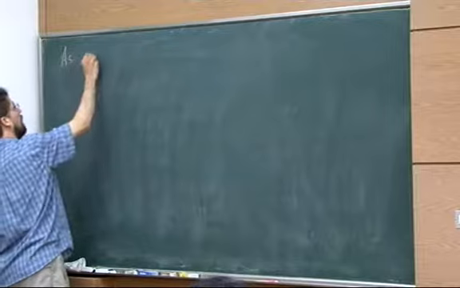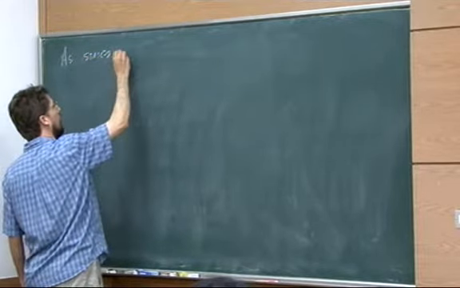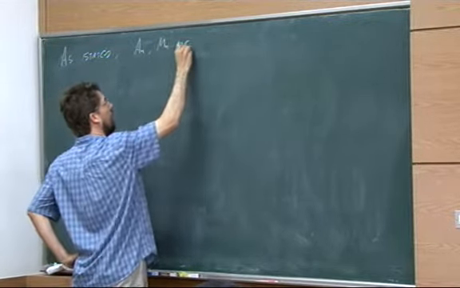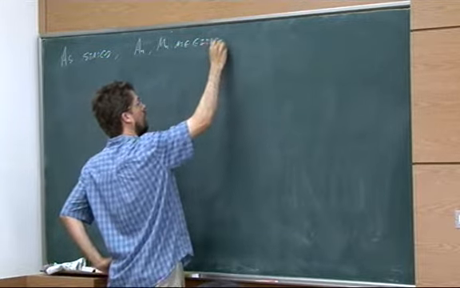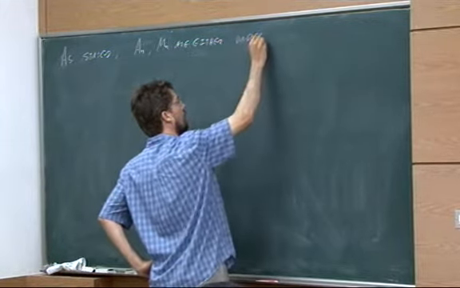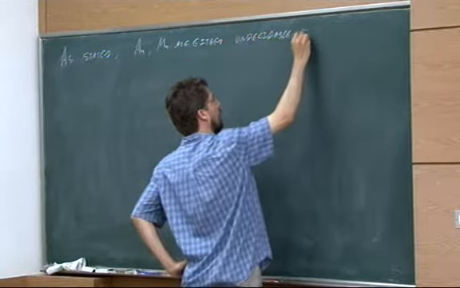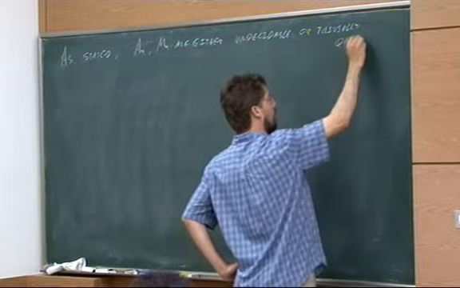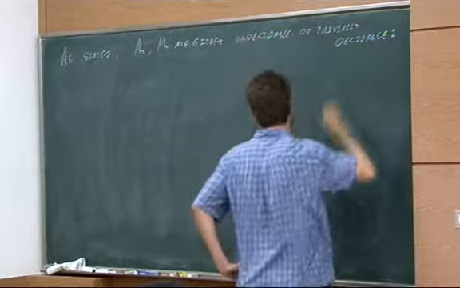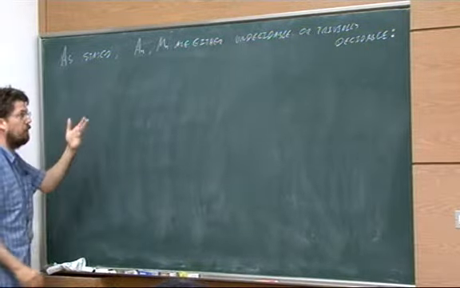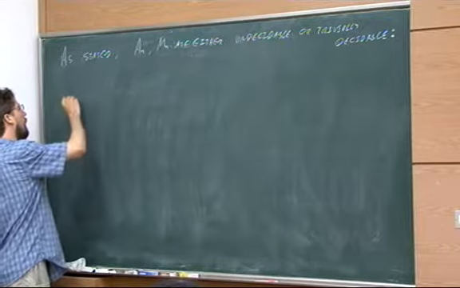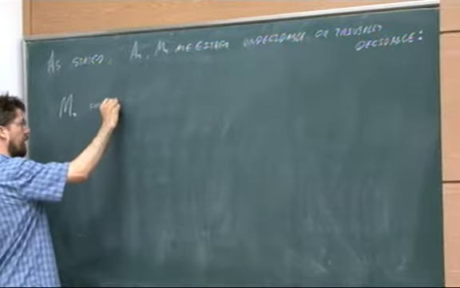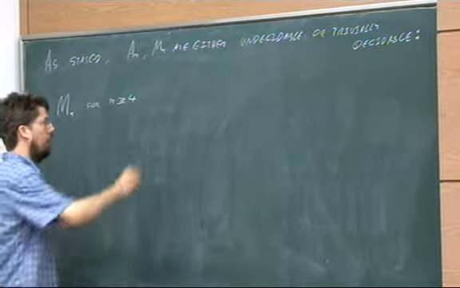So as stated, these, A_n and M_n, are either undecidable or trivially decidable. Okay, so let me start with the trivially decidable ones. So M sub n for n bigger than or equal to 4 holds for all groups G.